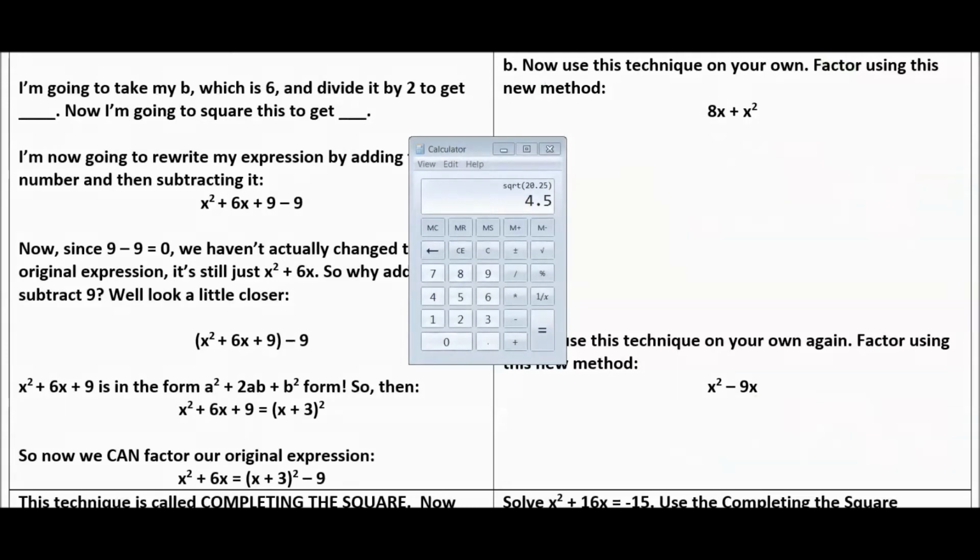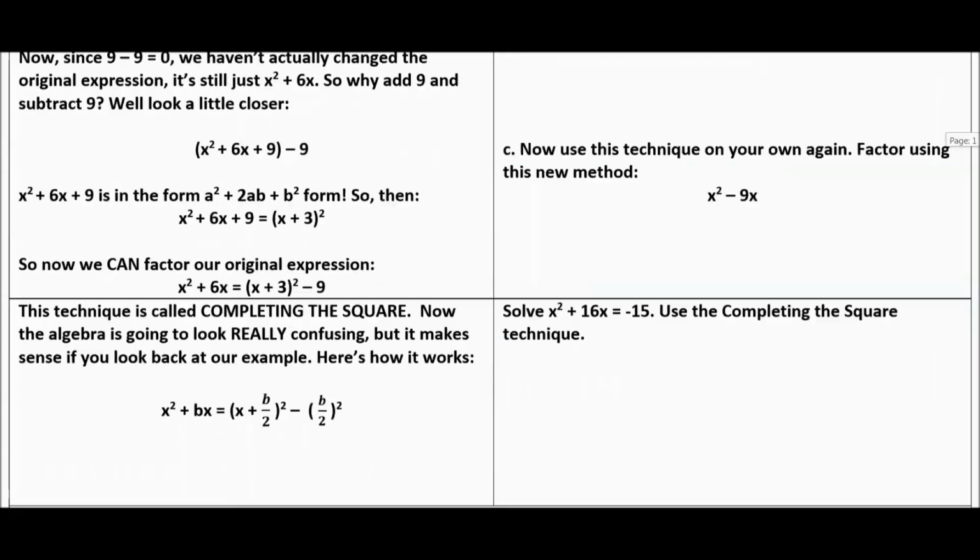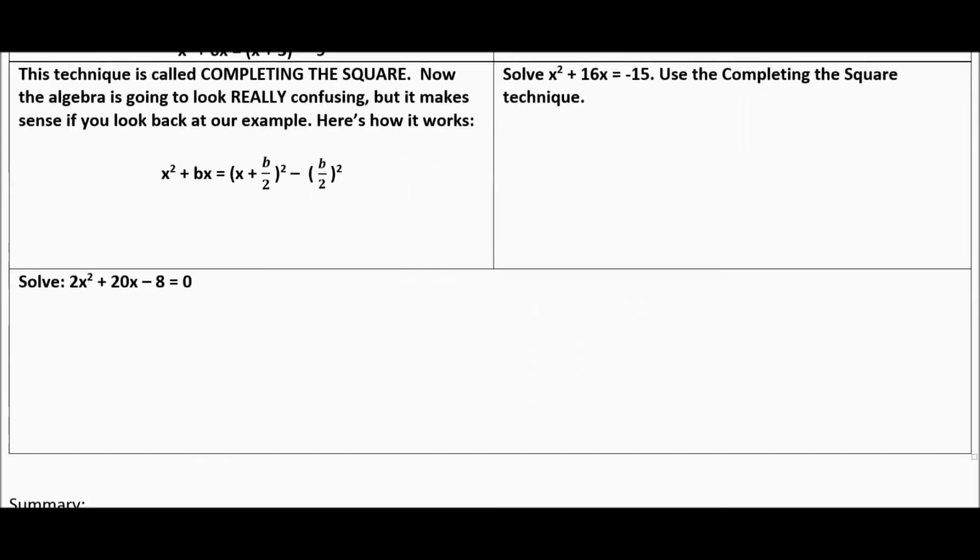Trinomial. All right, now let's go on to the next idea, which is completing the square. Shocking. Okay, so this technique is called completing the square. Now the algebra is going to look really confusing, but it makes sense if you look back at our example or examples. Here's how it works.